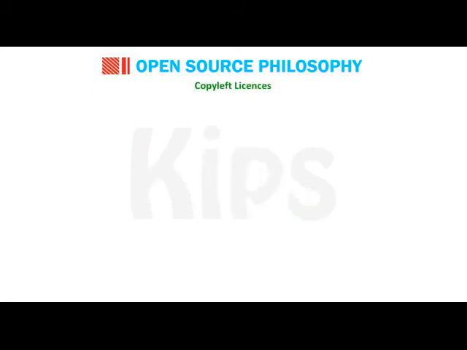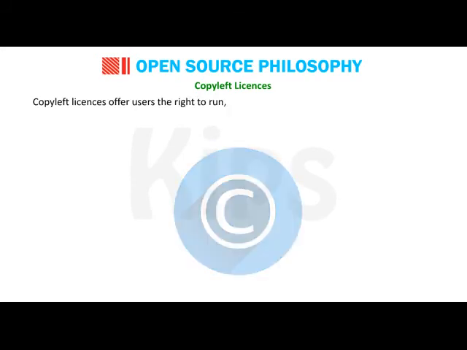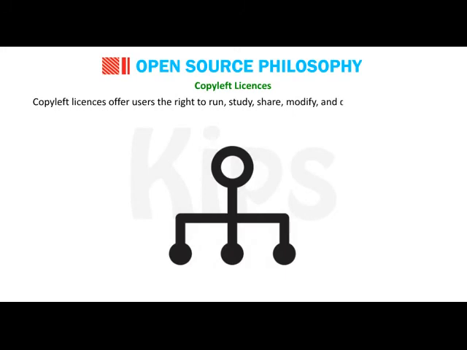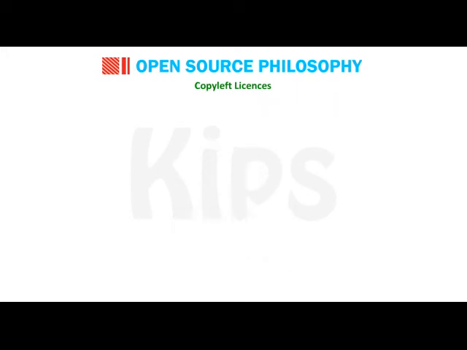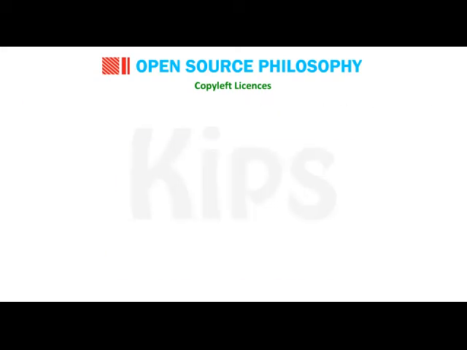Copyleft licenses. Copyleft licenses offer users the right to run, study, share, modify and distribute copies and modified versions of the software with the condition that the same rights be preserved for its derivatives. Copyleft licenses require that the source code must be made available to the recipients. The source code files usually contain a copy of the license terms and acknowledge the authors.